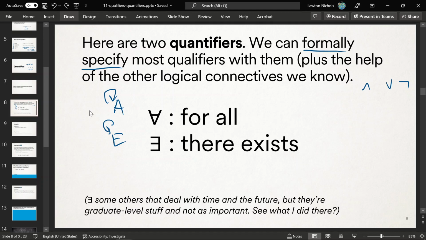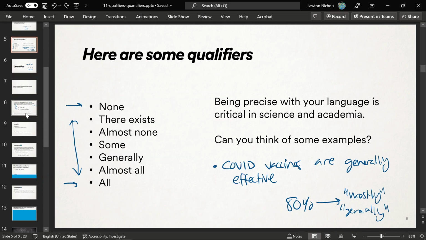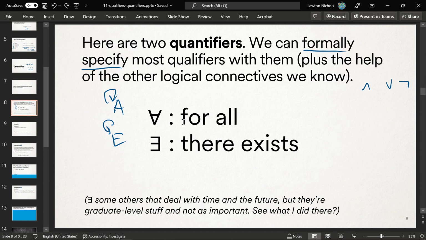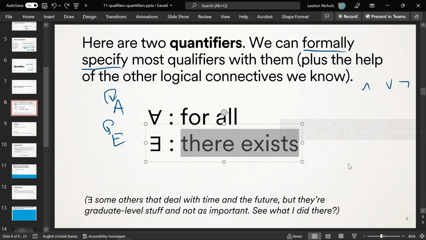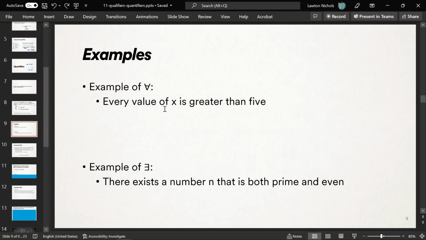So here are some examples, and hopefully those will cause these weird-looking symbols to make a lot of sense, okay? They do fill in for these English words that we already really understand, right? So for all and there exists. Let's talk about them. So here, let's first have an example of for all, okay?